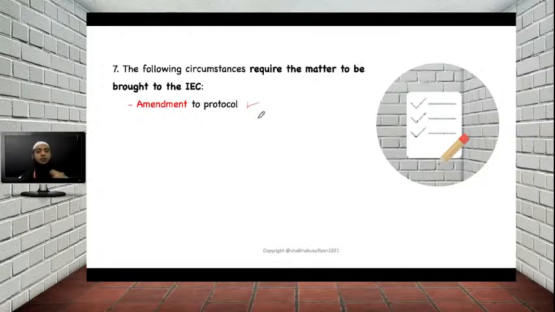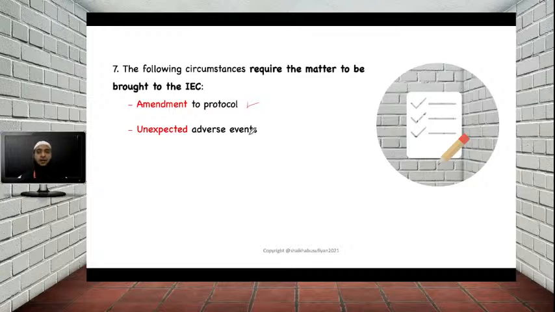You need to change the dose, you need to change the dosing frequency. If that is the case, then such an amendment in the protocol must be brought to the notice of the ISC, and with their approval you can go ahead with the further study. Okay, so the amendment to the protocol.